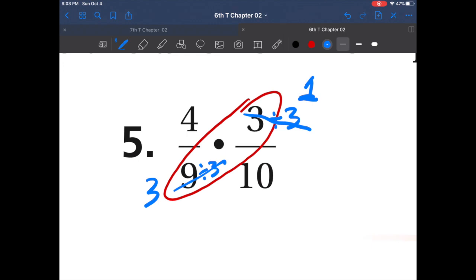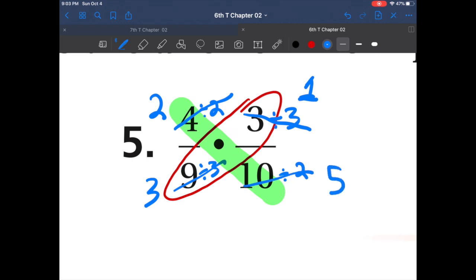Now, can I do something with 4 and 10 right here? Yeah, 2, right? Can't I divide by 2? So let's divide by 2. 4 divided by 2 is 2. And then 10 divided by 2 is what? 5. Now I just need to multiply straight across, right?